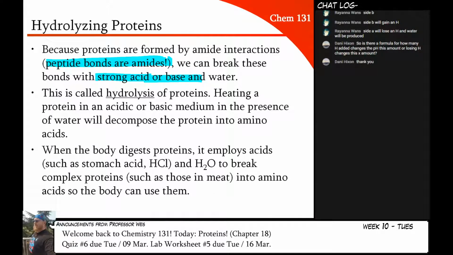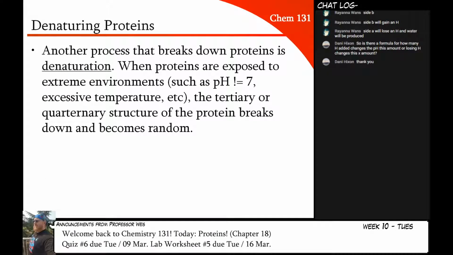All right. So that's the most basic way of breaking down proteins, by hydrolysis. But there are other ways to do this too. For instance, if you add extreme conditions into the mix, so heat the heck out of it, raise or lower the pH to a very high or low point, what ends up happening is you interfere with tertiary and quaternary structures.